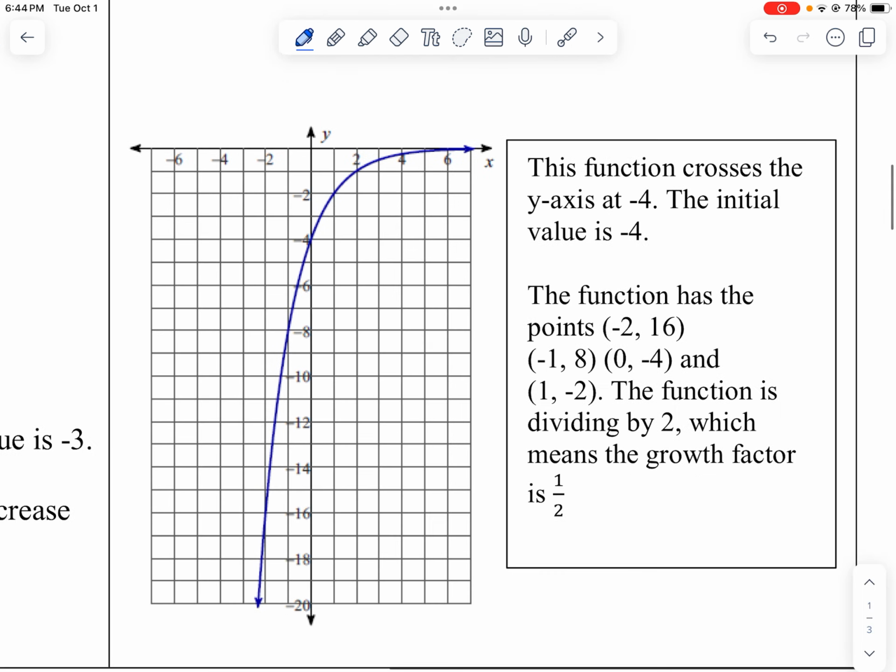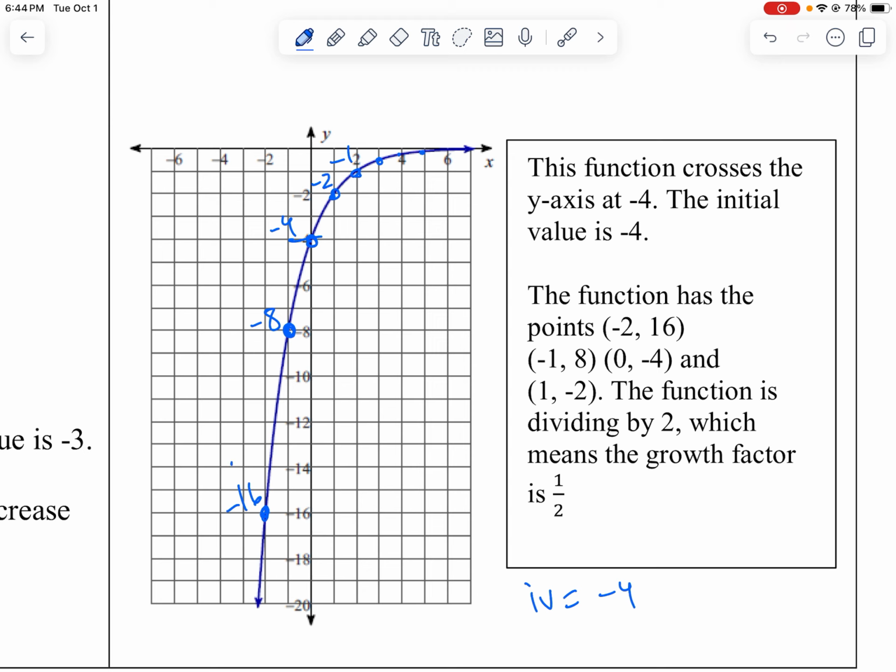If I have an exponential looking like this, again, I want to find out what my initial value is. It hits my y-axis right here, so it's going to be at -4. So I got initial value is -4. And I'm going to find other points. I see there we got negative 8, and over here we got negative 16. Over here I got negative 2, this one's negative 1.